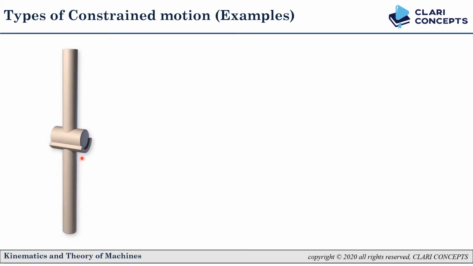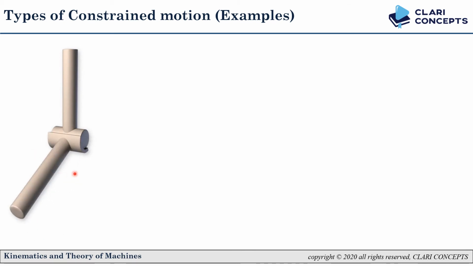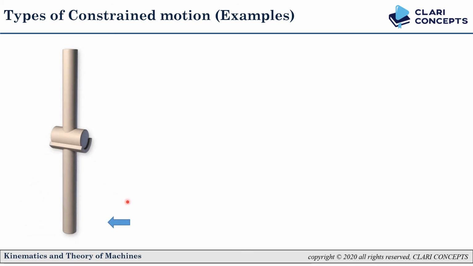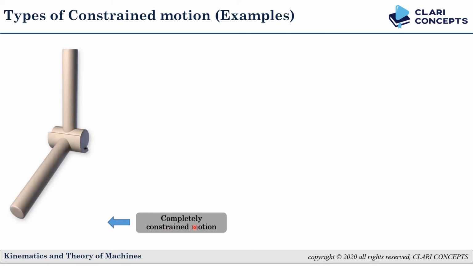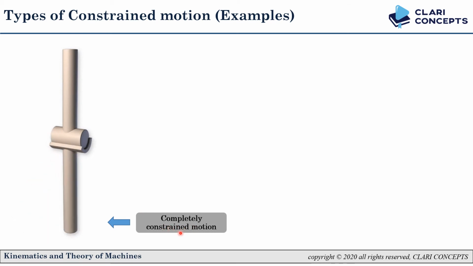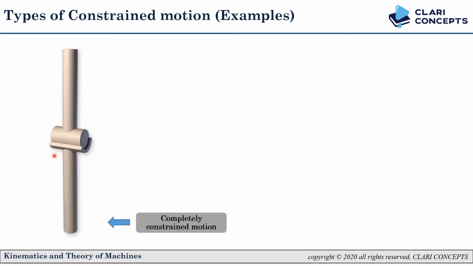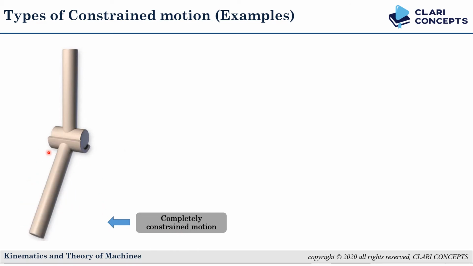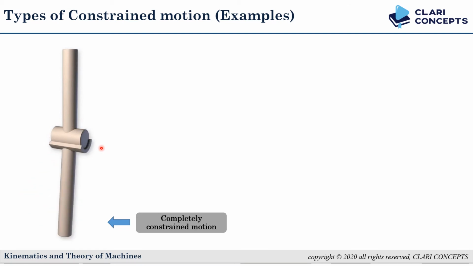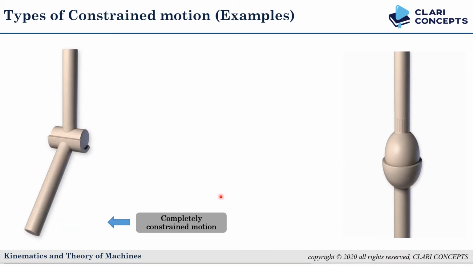Now here you can see one link is turning with respect to the other link, right? So we will call it completely constrained motion. Why completely constrained? Because there is only one motion which is possible here. Other than that, no motion is possible, and it is independent of direction of external force. Even if you try to slide it, is it possible? No, it is not going to be possible, right?